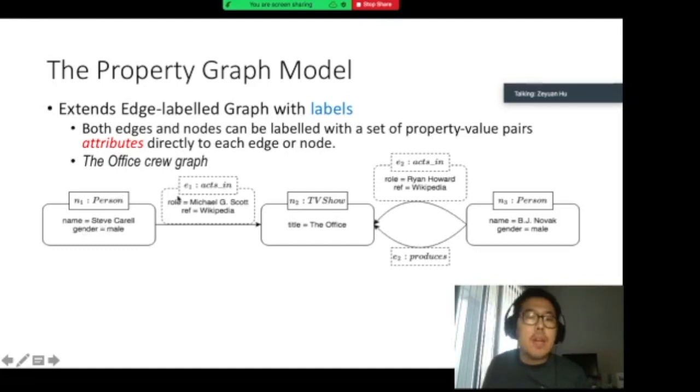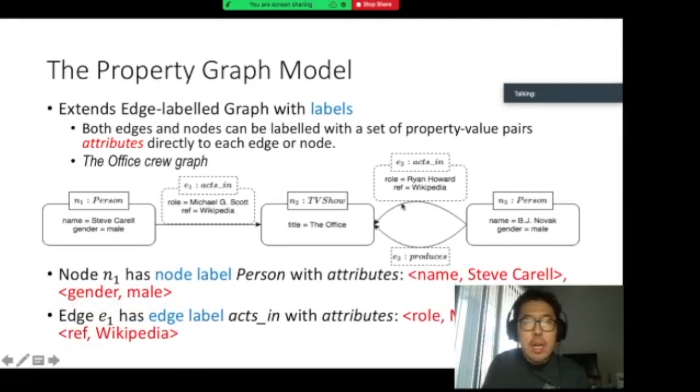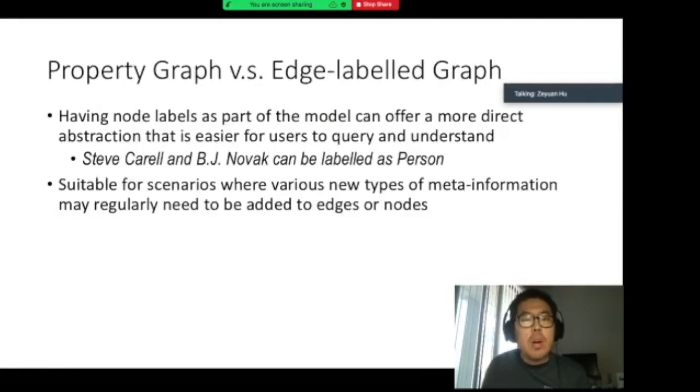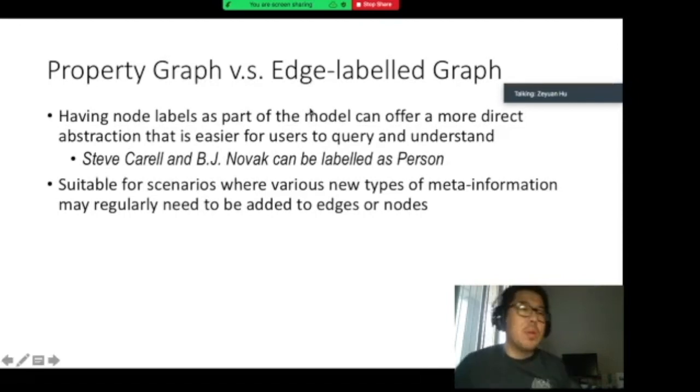Similarly, for the edge, we have key value pairs as well. In this case, we have a role, whose corresponding value is Michael G. Scott, and we have a reference, which is Wikipedia. That's exactly what I wanted to talk about. So let's first compare the difference between the property graph and the edge labeled graph.